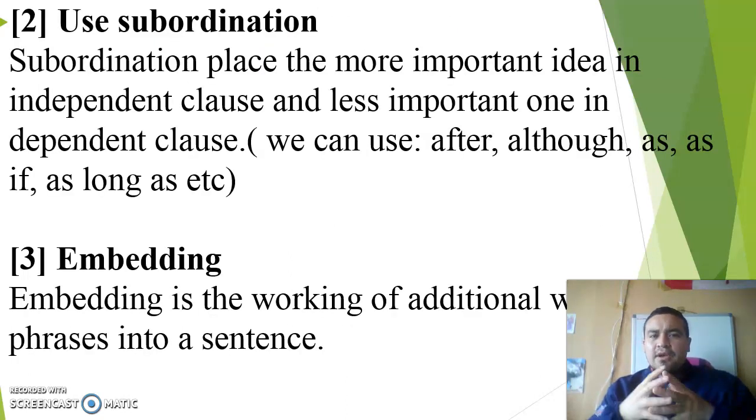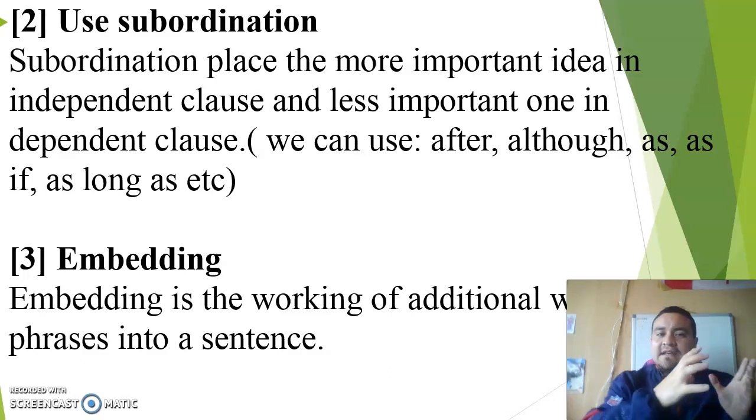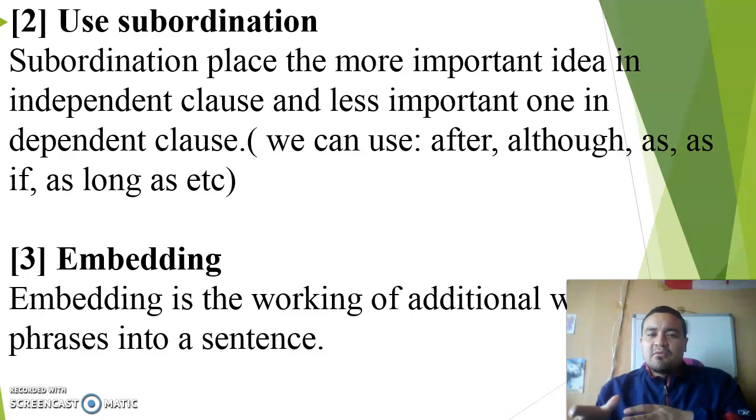We can use subordination: place the more important idea in the independent clause and a less important one in the dependent clause. We can use after, although, as if, as long as, etc. Or we can also use embedding. Embedding is the working of additional words and phrases into a sentence.